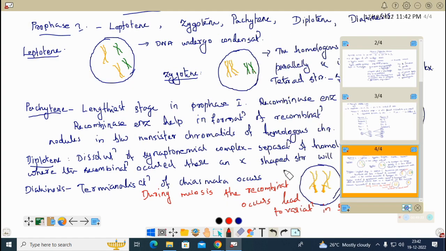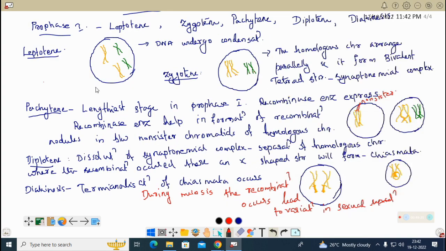Now we are studying prophase 1 of meiosis 1. Prophase 1 is the lengthiest stage. Remaining everything is just like mitosis, don't worry. Only this portion is a little big, but it is very important for us. Prophase 1 is divided into 5 different stages: leptotene, zygotene, pachytene, diplotene, diakinesis.